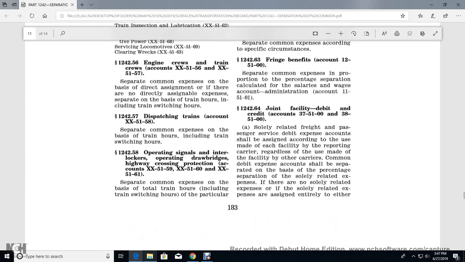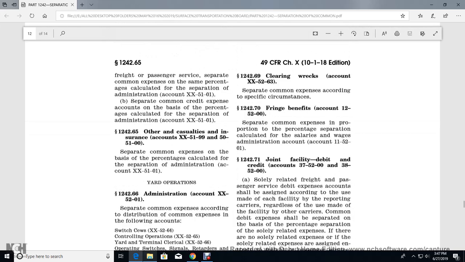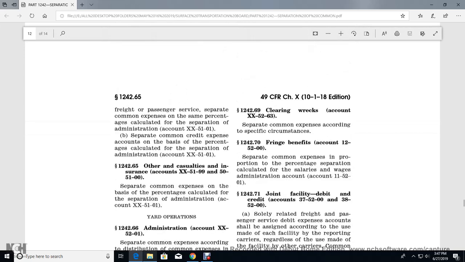1242.64 Joint facility debit and credit accounts, 3751 and 3851.00, solely related freight service and passenger: debit the expense that shall be assigned according to the use made with each of the facilities of the reporting carrier, regardless of the use made solely by other carriers. The common debt with the expense of the accounts shall be separated with the base of the percent of the separation of solely related expenses. If there is no solely related expense, the solely related expenses are assigned entirely to either freight or passenger services, and the common expense is separated with the same percentage as the calculated separation administration.